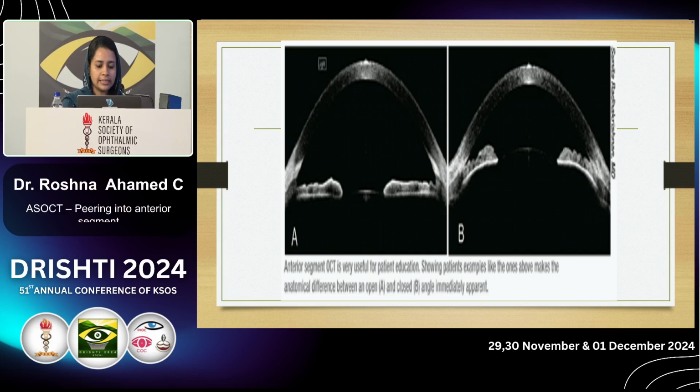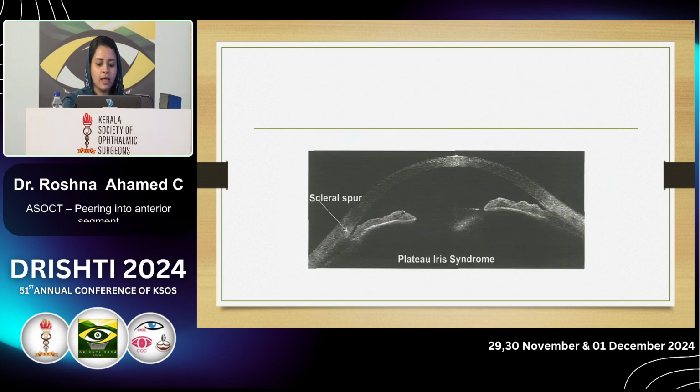This is the anterior segment OCT of open and closed angles. We can see the angle is closed in the second picture compared to the first picture. In plateau iris, the central AC depth is adequate but the peripheral AC depth is shallow, and we can see the anteriorly rotated ciliary body.